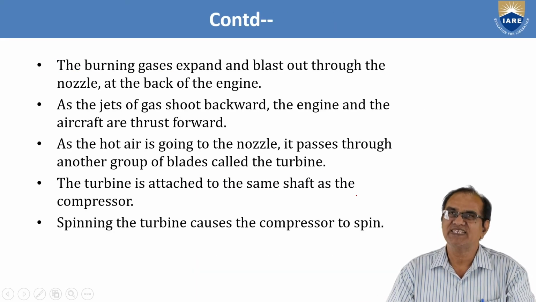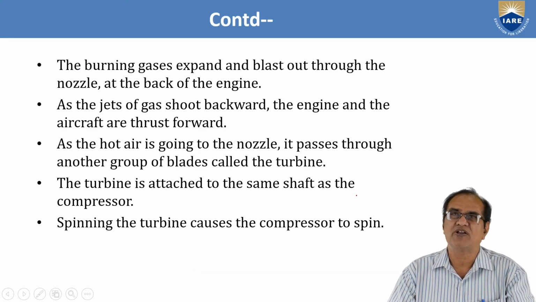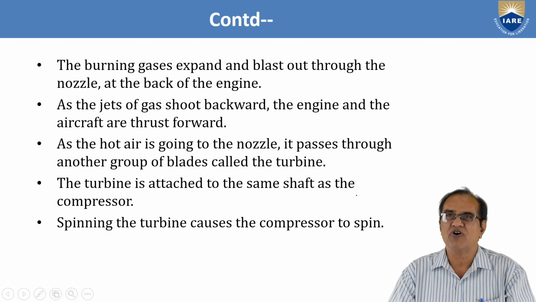The burning gases expand and blast out through the nozzle at the back of the engine. As the jet of gas shoots backward, the engine and the aircraft are thrust forward. As the hot air is going to the nozzle, it passes through another group of blades called the turbine. The turbine is attached to the same shaft as the compressor. Spinning the turbine causes the compressor to spin.